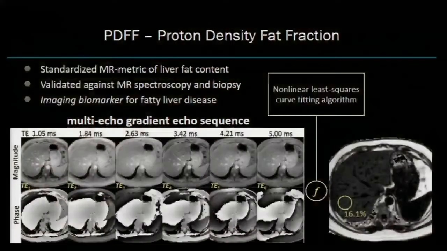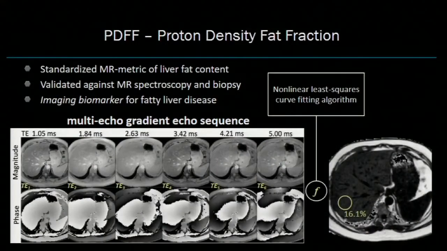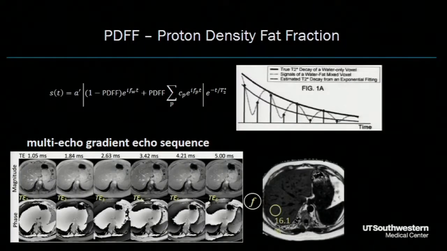So proton density fat fraction, or PDFF, is a standardized MR metric of liver fat content. Its precision and accuracy has been validated against MR spectroscopy and biopsy, and it's a widely accepted imaging biomarker for fatty liver disease. Now, to reconstruct a PDFF map is actually not a trivial matter.